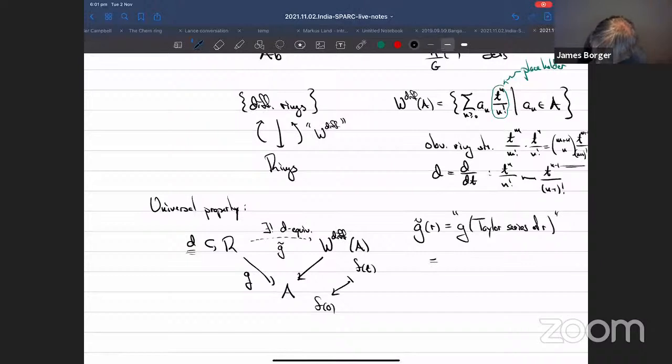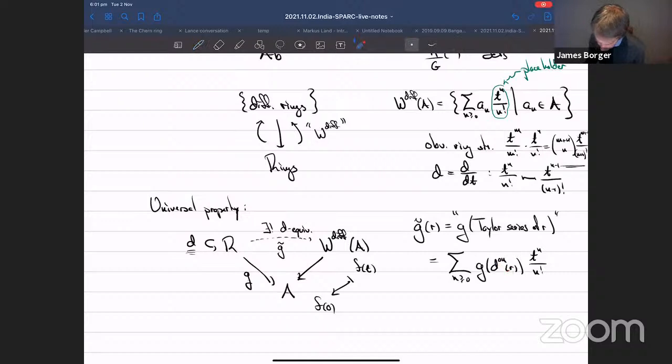What do I really mean? I just mean the sum of G of the nth derivative of R times t to the n on n factorial. Let's just make sure that makes sense. The nth derivative of R is still an element of R. We apply G to it, we get an element of A. So this is a divided power series with coefficients in A. So that's what a differential Witt vector is. So that's a perfectly well-defined thing.